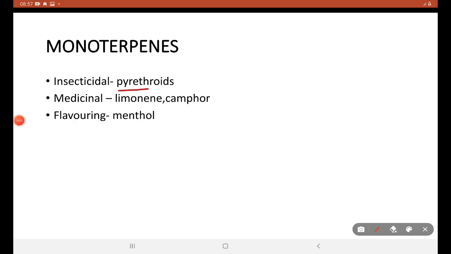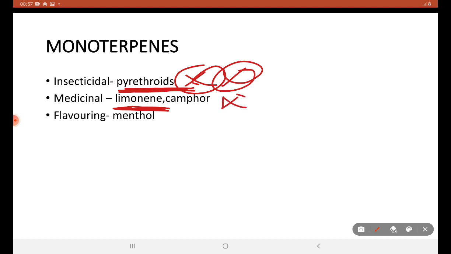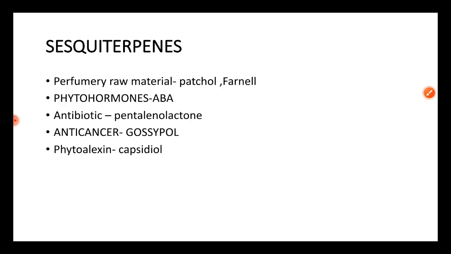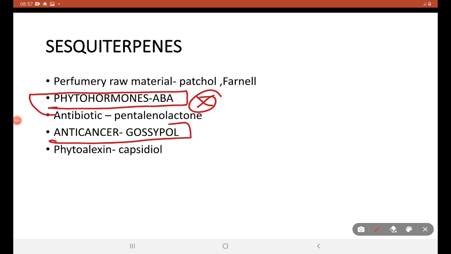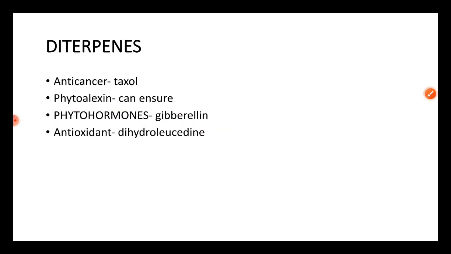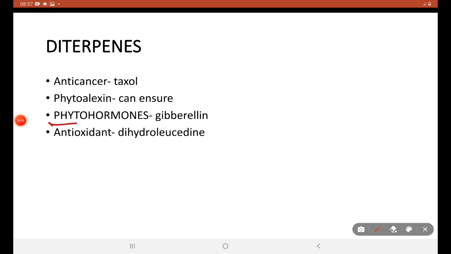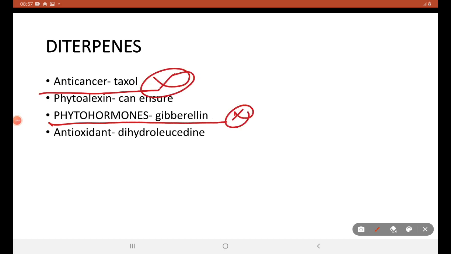Monoterpene, this is very important. Pyrethroid for insecticidal property. Medicinal property, limonene. This is very important, a previous year question. Phytohormone abscisic acid, previous year question. Cancer property, gossypol, very important. Diterpene, phytohormone gibberellin is very important. Anti-cancer taxol is important.